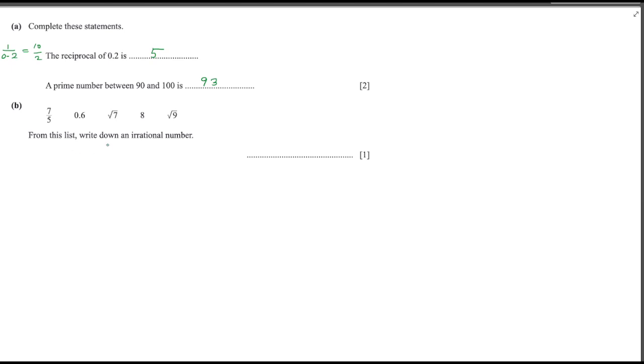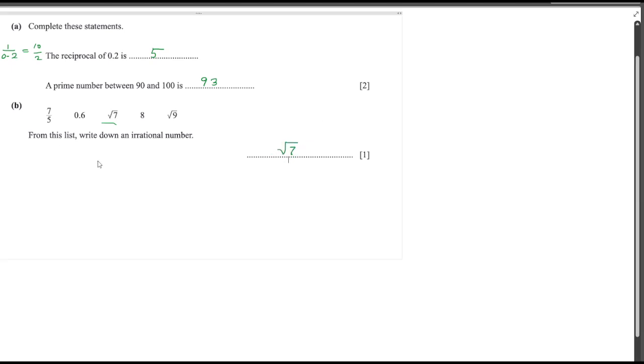Now from this list, write down an irrational number. So the irrational number is this root 7. This problem we have already discussed. Root 7 is your irrational number. So these are a few problems from the number chapter, identifying the numbers. I hope it is clear to everyone.